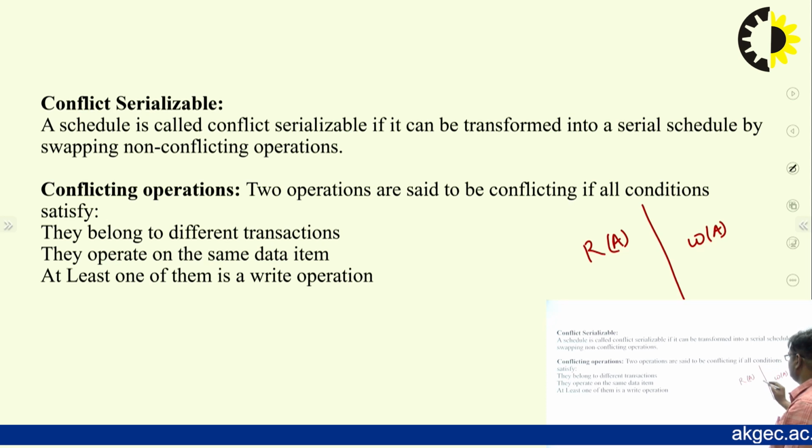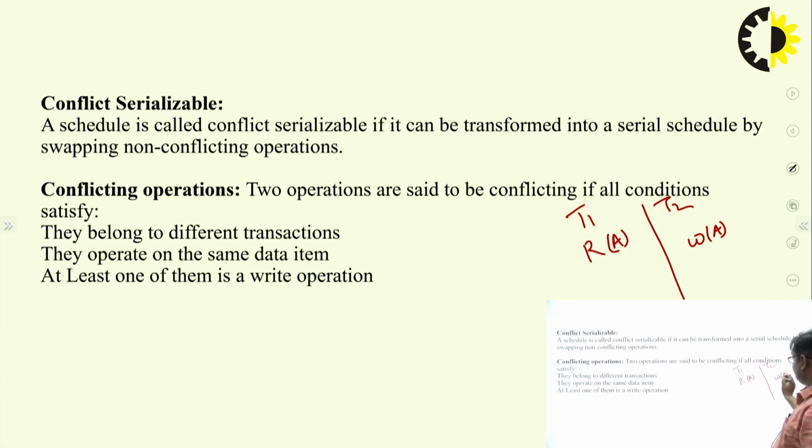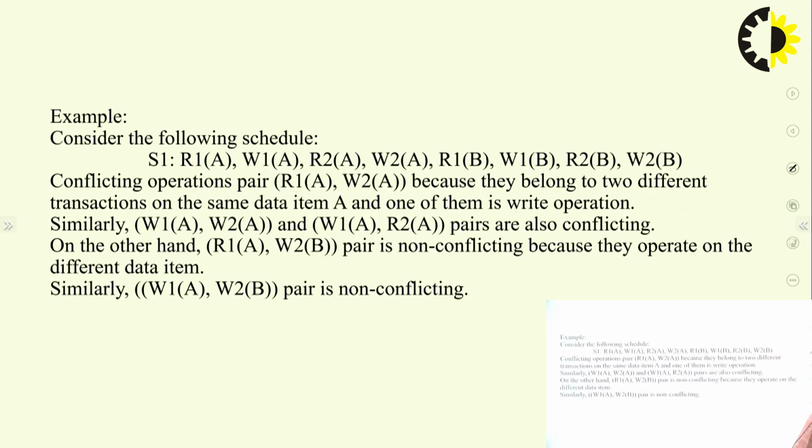These belong to two transactions T1 and T2, and they operate on the same data item, that is A, and one of them is a write operation, like we have here. Besides, all others are non-conflicting operations. Two operations are said to be conflicting if all the conditions are satisfied: they belong to different transactions, they operate on the same data item, and at least one of them is a write operation.